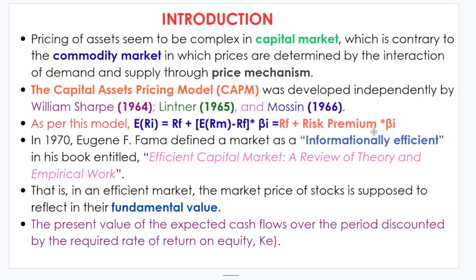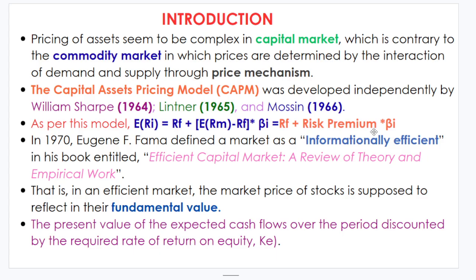In 1970, Fama defined the market as informationally efficient in his book entitled Efficient Capital Markets: A Review of Theory and Empirical Work. In the coming days, I will be discussing in detail Fama's study in the area of market efficiency. But anyway, that is the basic.